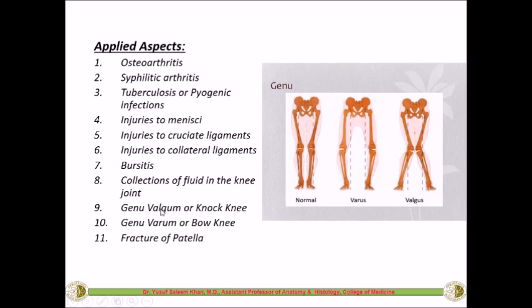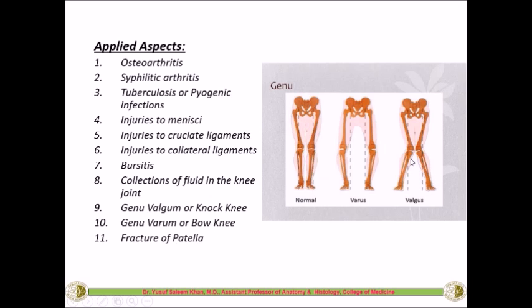Then there are two conditions called genu valgum as well as genu varum. Genu means knee, so genu valgum as well as genu varum. If you see here, this is called genu varum. When the knees are bowed and diverted outside, this is called the bow knee. Whenever you see the knees directed outwards, it looks like a bow.